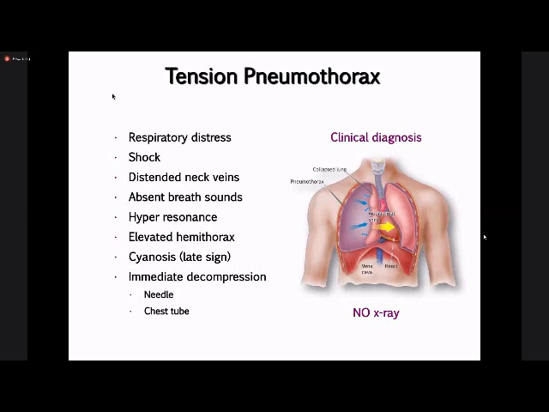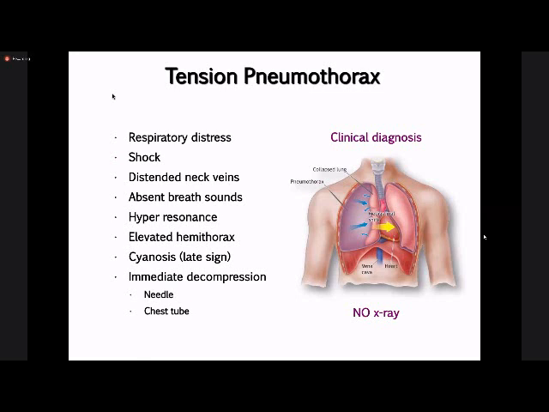In a tension pneumothorax, what happens is there is an injury either in the chest wall or in the lung, where air or gas leaks into the pleural space through a one-way valve. It could be coming from the chest wall or through the lung. Air gets collected inside the pleural space, compressing the ipsilateral lung. As more and more air gets collected, because of the flap valve effect, it starts pushing the mediastinum to the opposite side. So the trachea would be deviated to the opposite side.